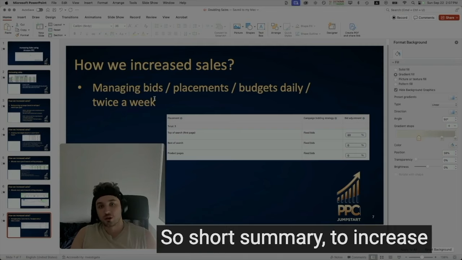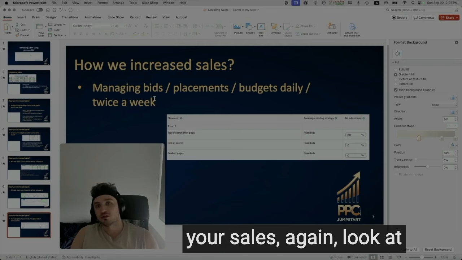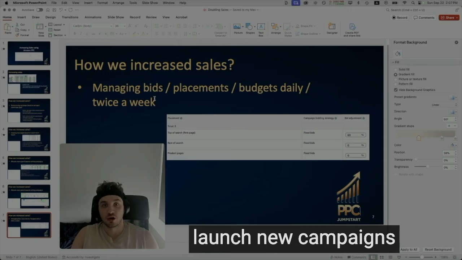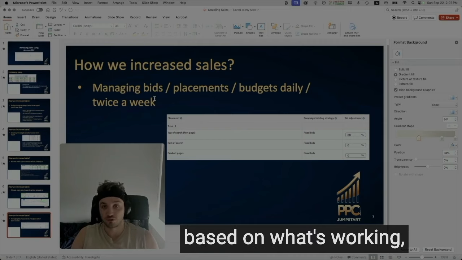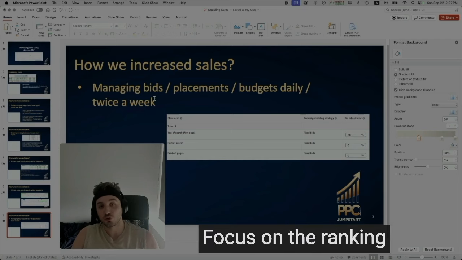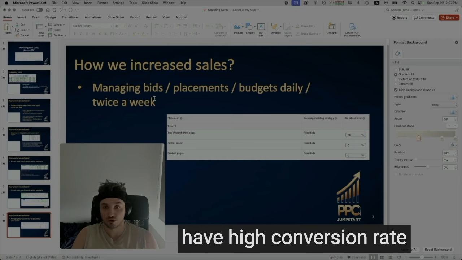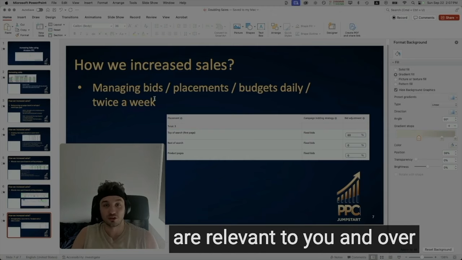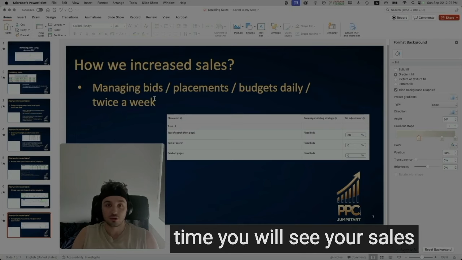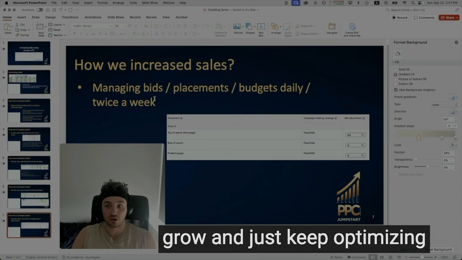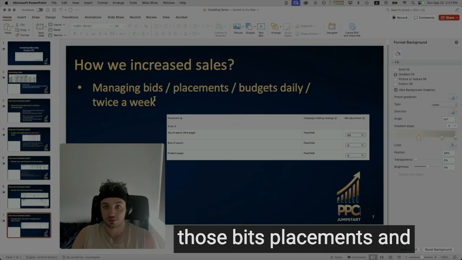So short summary, to increase your sales, again, look at your campaign structure, launch new campaigns based on what's working, what's getting you sales. Focus on the ranking campaigns that have high conversion rate and these keywords are relevant to you. And over time, you will see your sales grow, and just keep optimizing those bids, placements, and budgets.